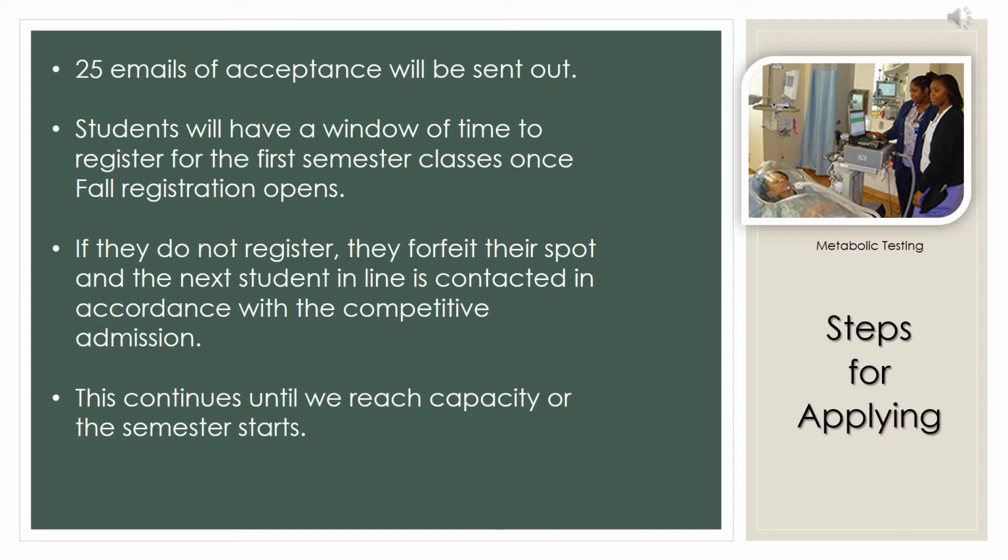25 emails of acceptance will be sent out. Students will have a window of time to register for the first semester classes once fall registration opens. If they do not register, they forfeit their spot, and the next student in line is contacted in accordance with the competitive admission. This continues until we reach capacity or the semester starts.